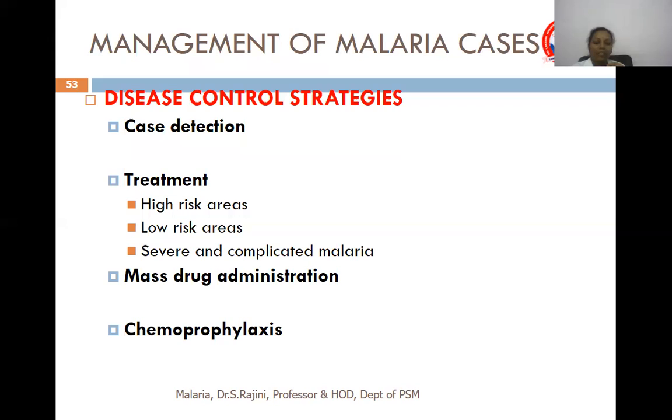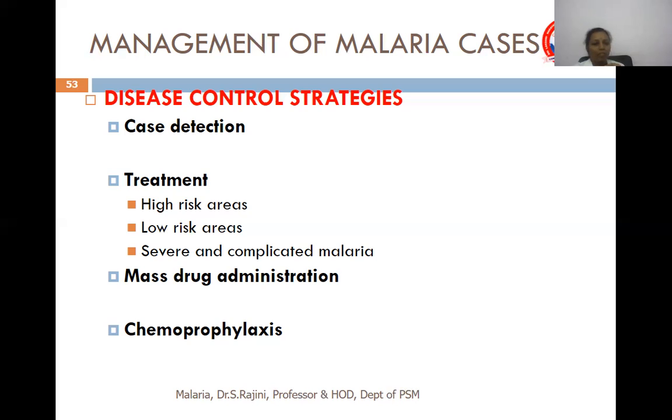How will you find the cases? Through night blood surveys, and through active and passive surveillance. By active surveillance, you go house to house, take the blood smear, thick and thin smear, and identify the malarial parasite. Passive surveillance: patients come to the hospital reporting fever and all the signs and symptoms of malaria. You take the blood smear and examine it to find the cases. That is how you will detect the cases.